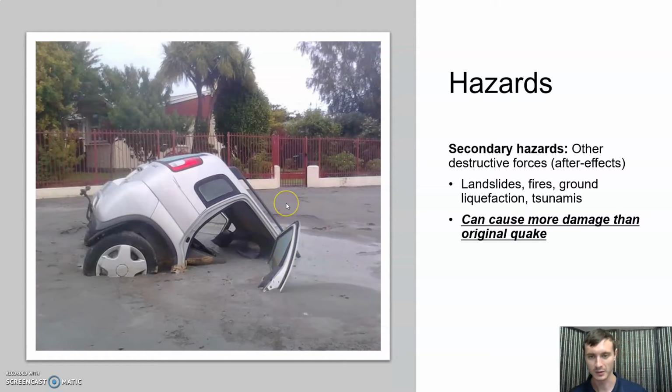Now, we'll take a look at this photo here. And this is not a creative art piece. This is a car that has been sunk into the ground. During an earthquake, sometimes the ground goes through this process called liquefaction. It gets shaken up, it becomes liquid in terms of its behavior, and the car would actually just fall into the ground.